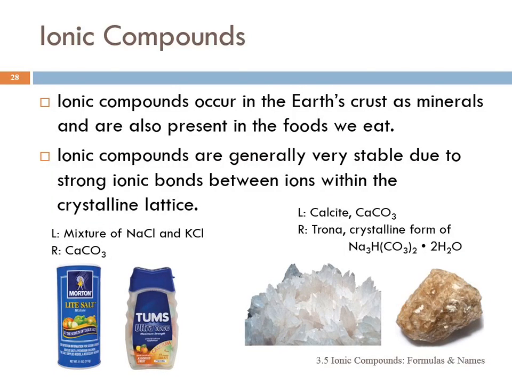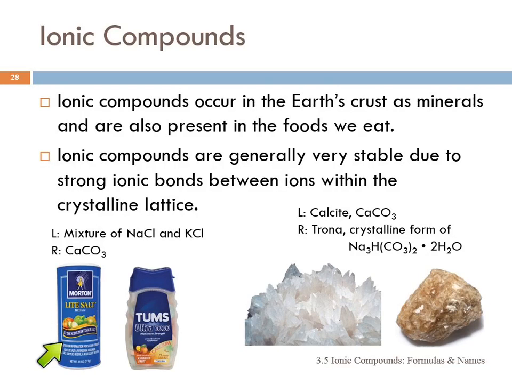Ionic compounds. We're going to learn how to write their formulas and how to name them. But first of all, we'll talk about them a little bit. Ionic compounds are very common in the Earth's crust. We call them minerals. They also show up in the food that we eat. Here's two things that you might ingest.